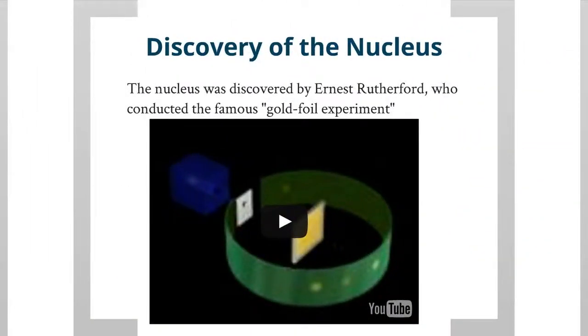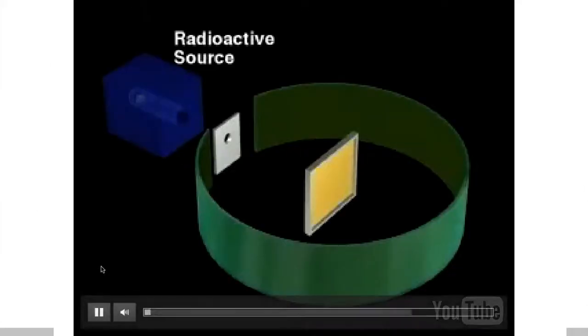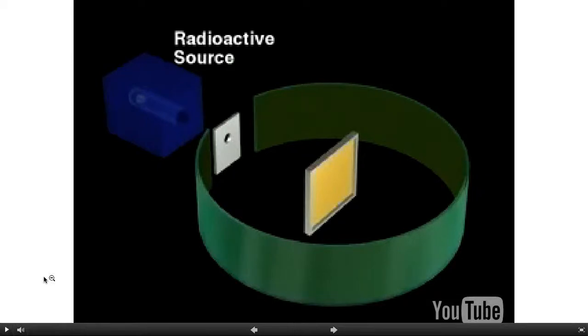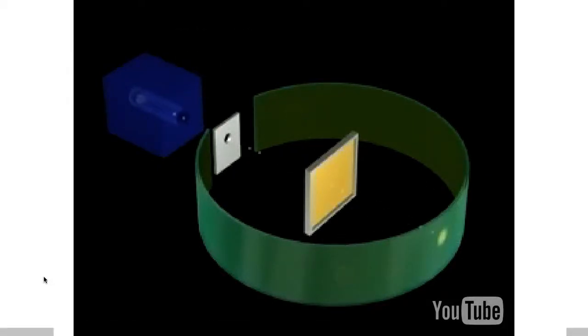Now, the nucleus was discovered by Ernest Rutherford, who conducted the famous gold foil experiment, as the video will go into detail about. In 1910, Rutherford and his co-workers were studying the angles at which alpha particles were scattered as they passed through a thin gold foil. Most of the alpha particles passed through undeflected.